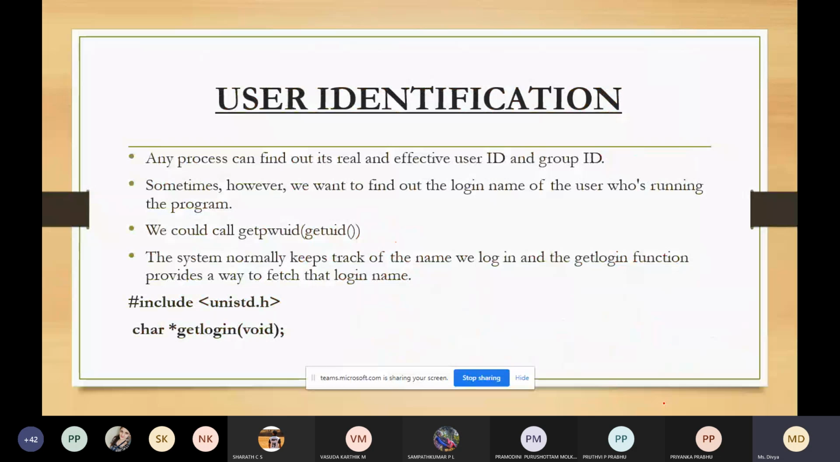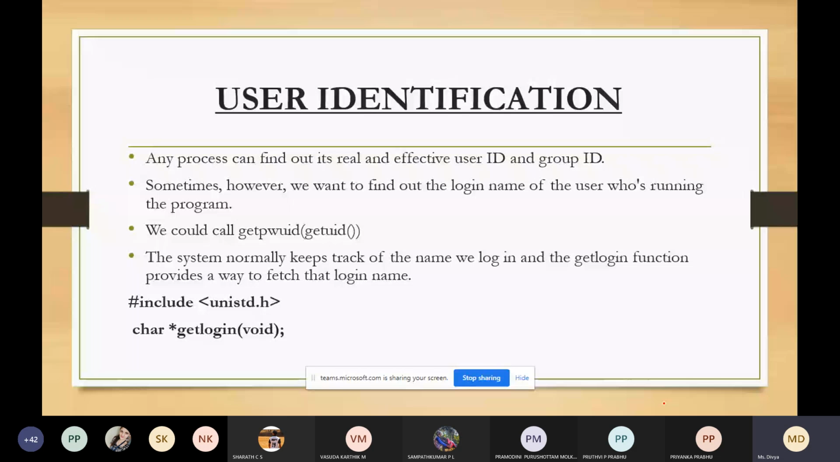The next topic is user identification. Any process can find out its real or effective user ID or group ID. So user identification is nothing but getting the information about the IDs. What are the different IDs? Real and effective user IDs or group IDs.